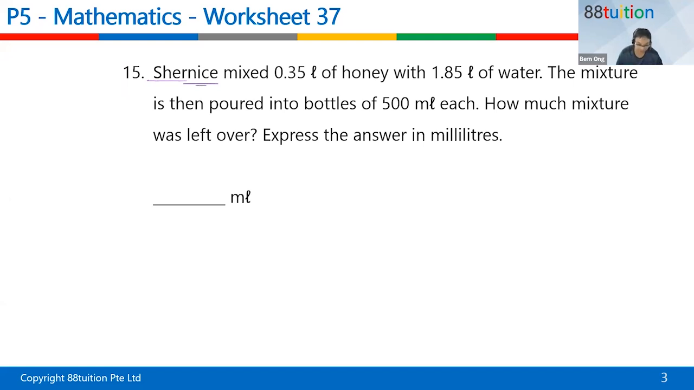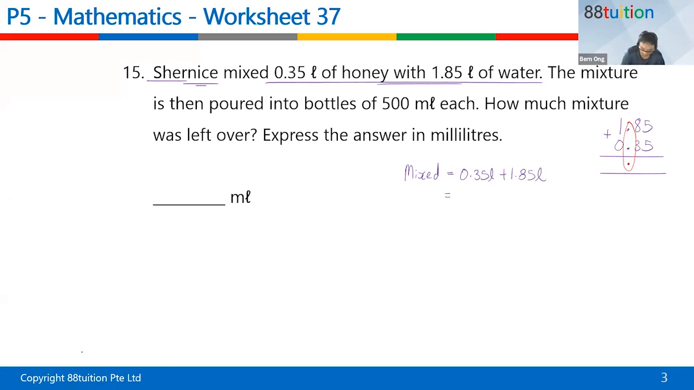Mix 0.35 liters of honey with 1.85 liters of water. So this is a mixture, right? You mix water and honey together. When you mix them together, the mixture will be equal to what? You take 0.35 liters of honey plus 1.85 liters of water. For those who don't know how to add decimals, this is how you do it. Make sure the decimal points are in line, children. Not dog, the dots down here. The dots must be in line.